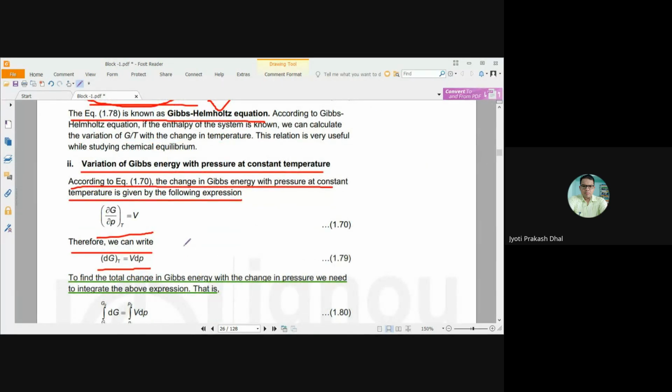Now coming to the next one: variation of Gibbs energy with pressure at constant temperature. The previous derivation was the variation of Gibbs energy with temperature at constant pressure, but here it is the variation of Gibbs energy with pressure at constant temperature. Again from equation 70, the change in Gibbs energy with pressure at constant temperature was given like this: del G by del P at constant temperature equals V.